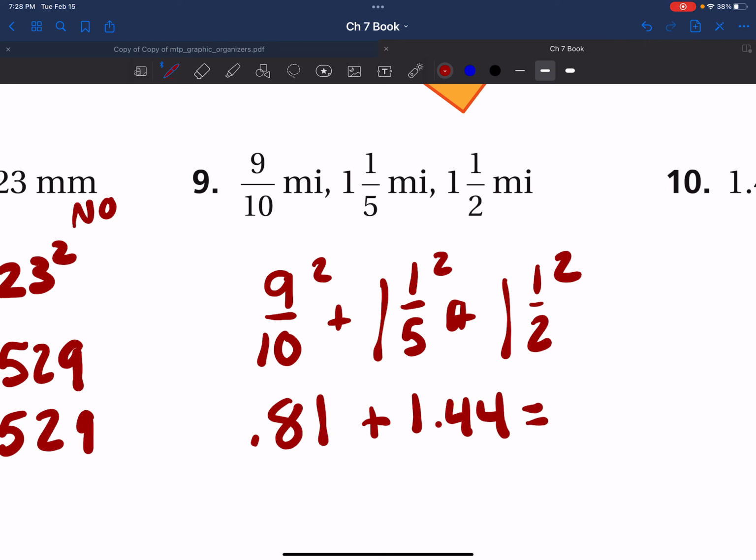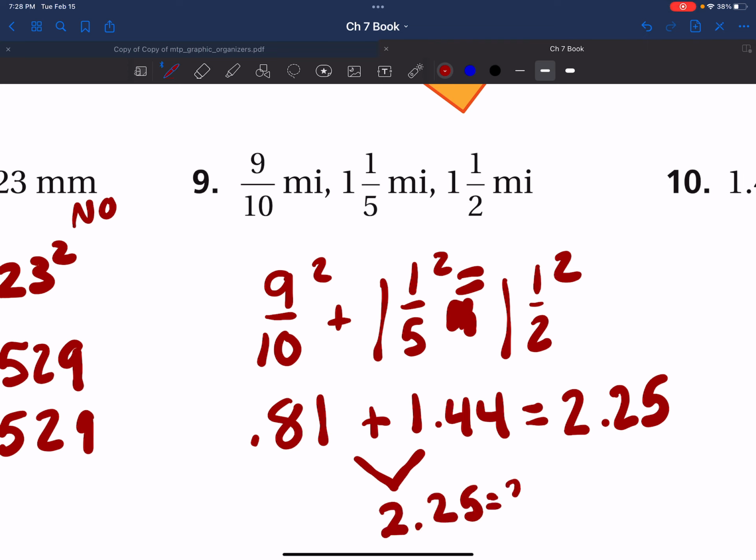Oops, I put a plus sign right there. That should be an equal sign. And then I've got 1.5. So once again, put 1.5 in and then square it. That is 2.25. All right. Is 0.81 plus 1.44 2.25? Yes, it is. So my answer here would be yes. This set of numbers creates a right triangle.